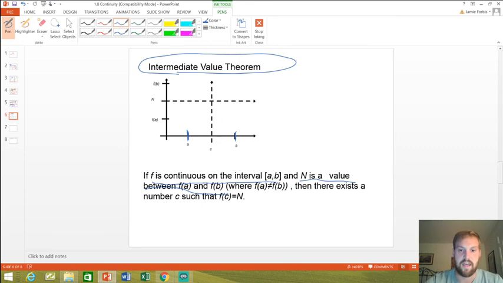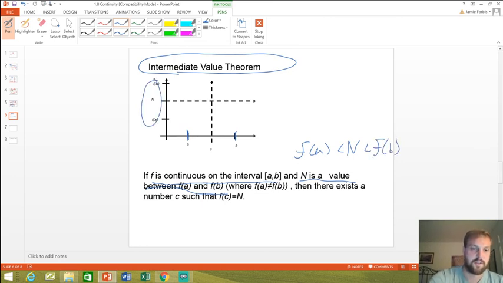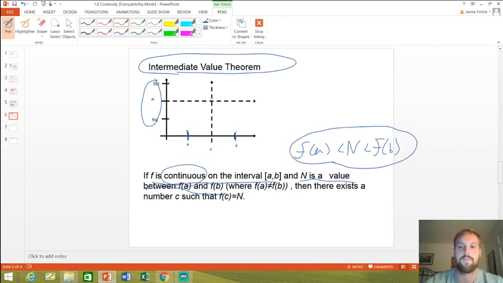So another way of saying that is this is f of a. We've got some value for f of b. And you can see that clearly on the graph right here. Okay, so what we're going to be given is that the function is continuous and that we have some value n between my endpoints. Then there has to exist a number c such that f of c equals n. I think that's a pretty straightforward thing.